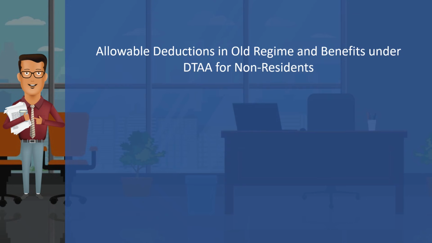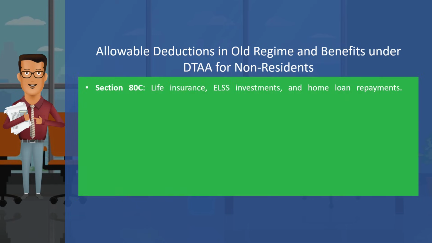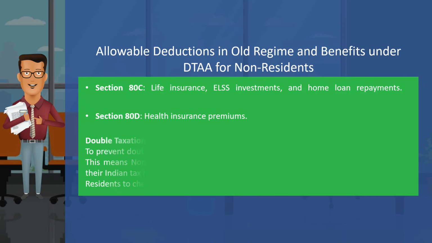Deductions under Section 80C and 80D are allowable in the old tax regime to the non-residents. Section 80C provides the maximum deduction of Rs 1.5 lakhs on premium on life insurance, equity-linked savings scheme investments, and home loan repayments, to name a few. Section 80D allows deduction on premium paid on health insurance and other health reasons.